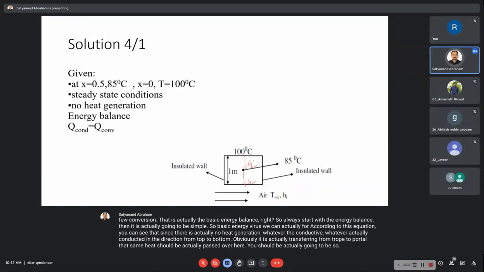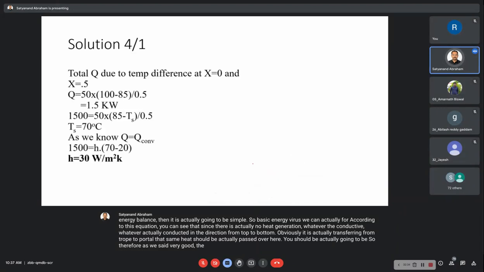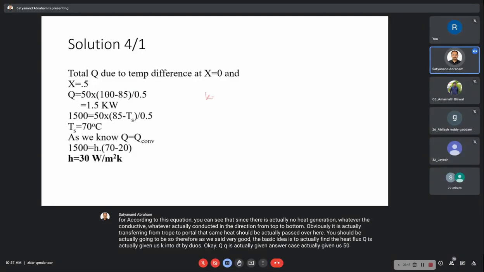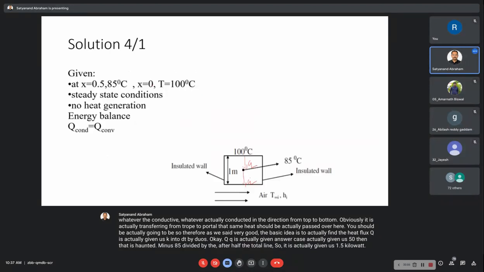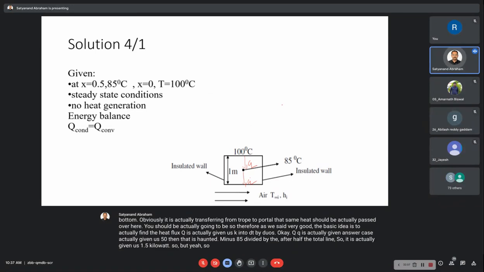So, as you said, very good. The basic idea is to find the heat flux. Q is given as K into dT by dx. K is 50, delta T is 100 minus 85, divided by half the total length. So it is given as 1.5 kilowatt. Now we have got Q.